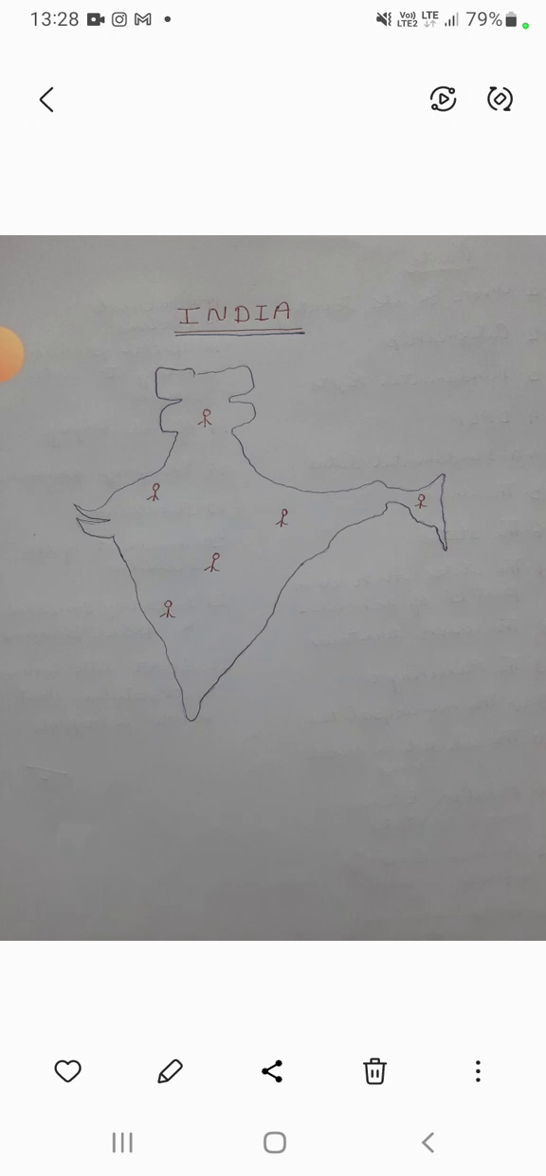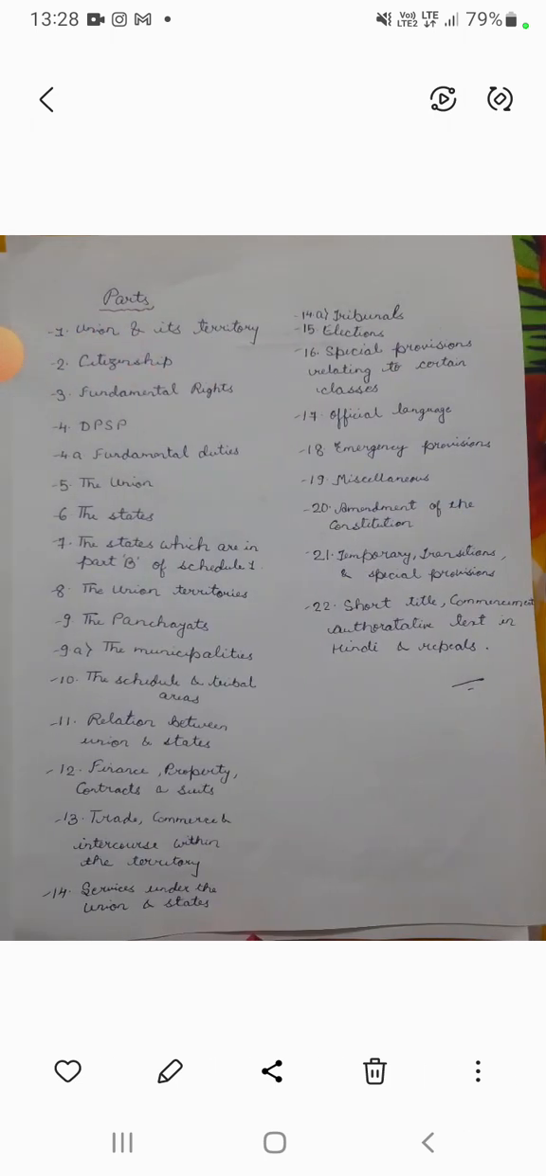So the Constitution of India is divided into so many parts. There are 22 parts. Now let's discuss them. Number 1, Union and its territory. It talks about the complete India, which is the union of different states.